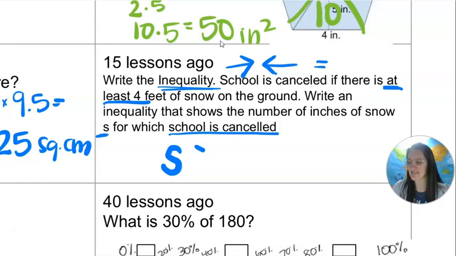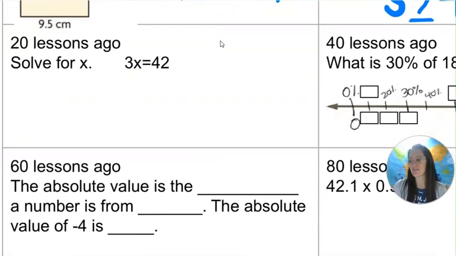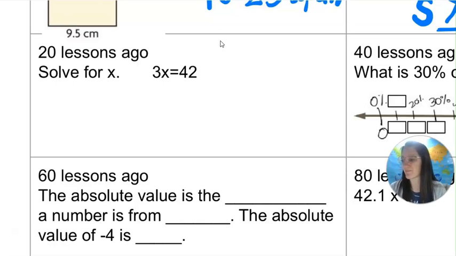We know that if there's more than 4 feet of snow, school is canceled. But at least means there could be exactly 4 feet of snow. There can't be less than that. Like the least amount is 4 feet. Or, of course, more than 4 feet, school is going to get canceled. So the inequality is S is greater than or equal to 4.